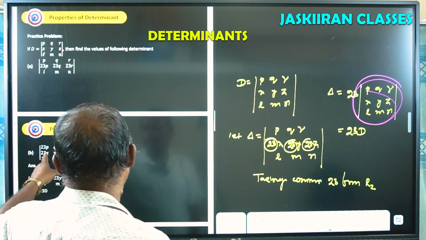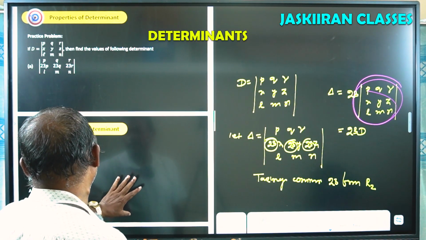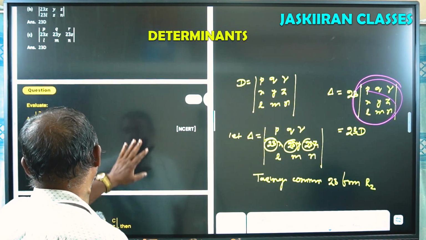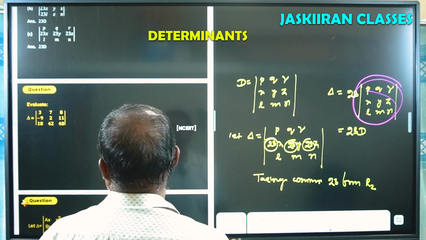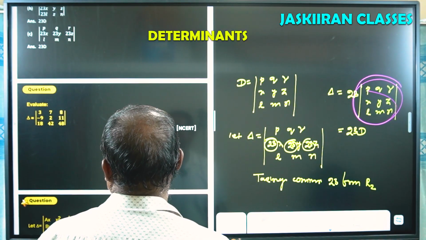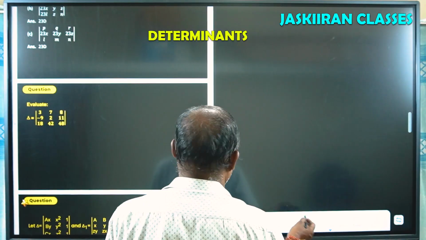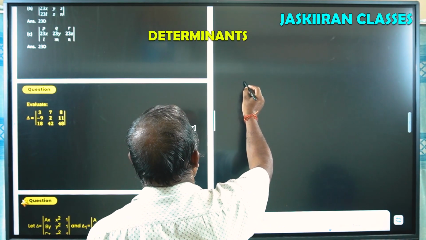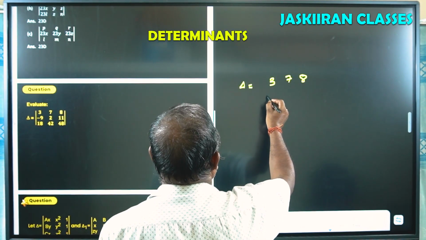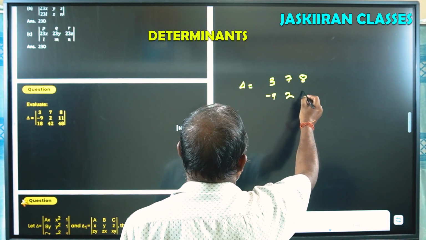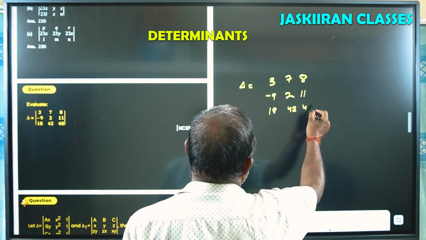Similarly, if the next example takes 23 common in column 1, then the value is 23 times the determinant. Okay, the next example: del equal to 3 7 8, minus 9 2 11, 18 42 48.